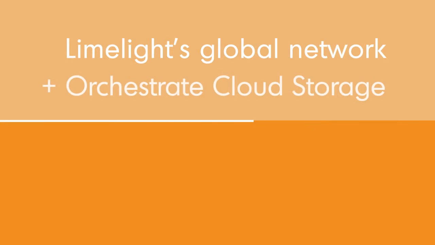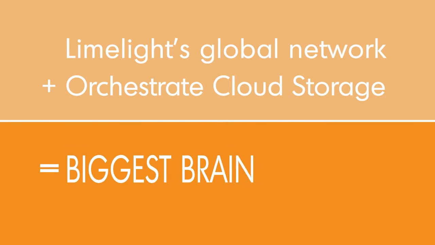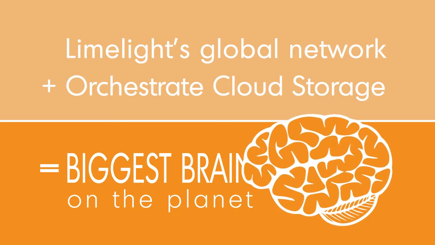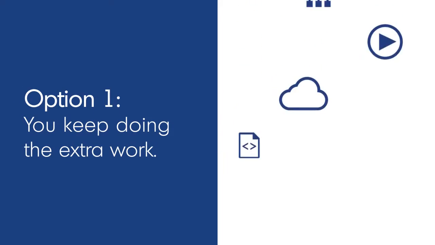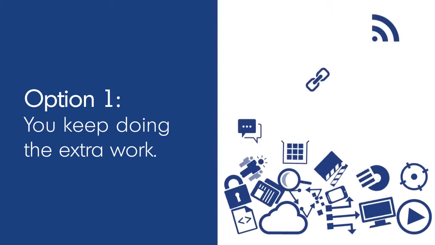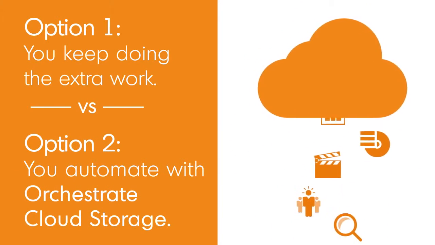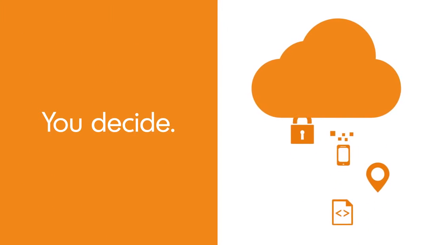What if your storage was smart? What if it enabled you to add a level of intelligence to how you store and deliver your content? With Orchestrate Cloud Storage, you can create policies for how your content is stored, where it's stored, and even transform it based on the directory where you put it.